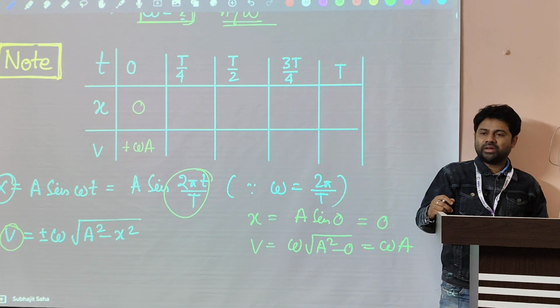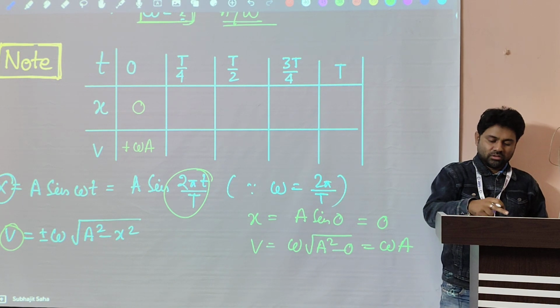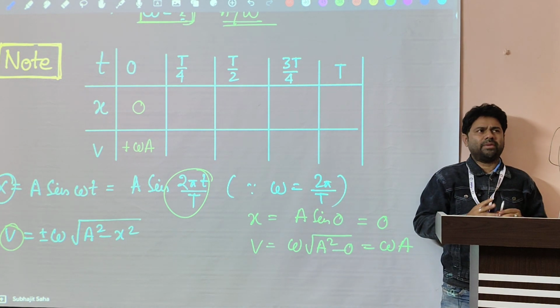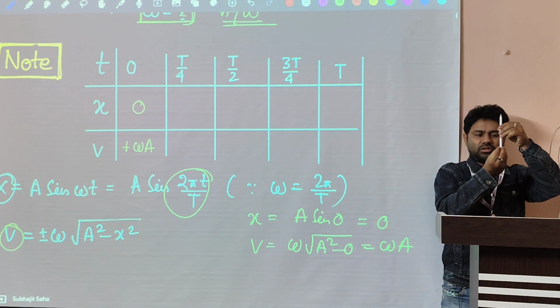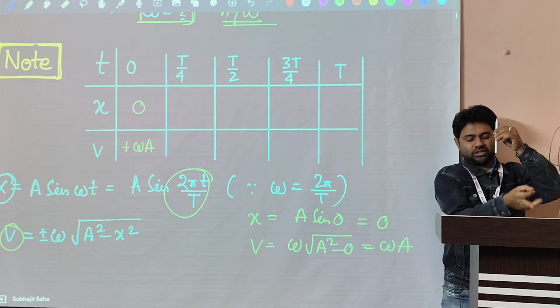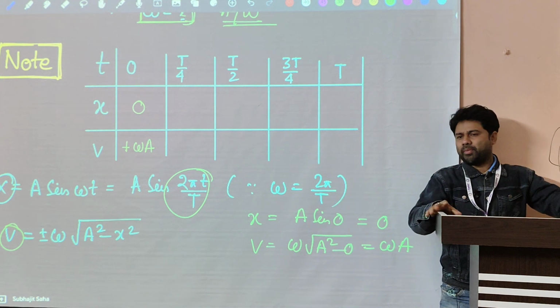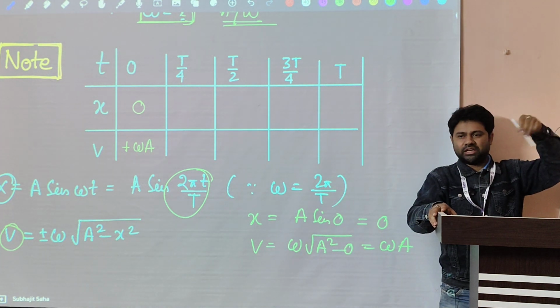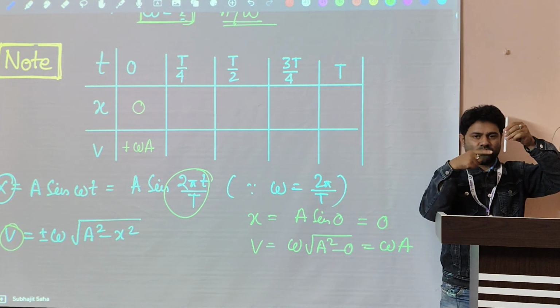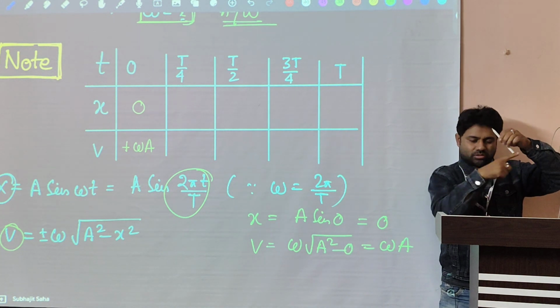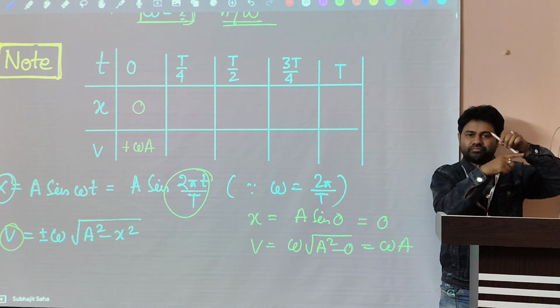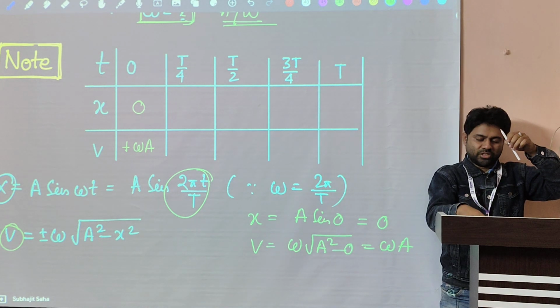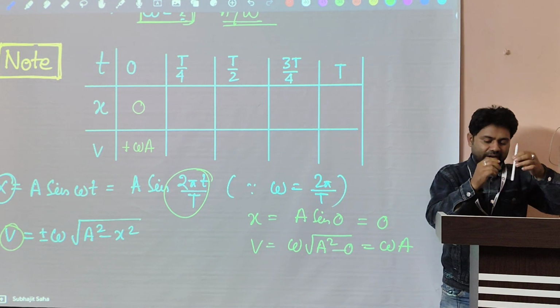It's plus omega a. That means at time point 0, I have assumed that the particle is at the mean position. It's traveling towards the right. That's why velocity is positive. You may think of a pendulum, tick tock, going from the mean position and moving towards the right. That is velocity plus omega a. From this equation, it's evident at x equal to 0.